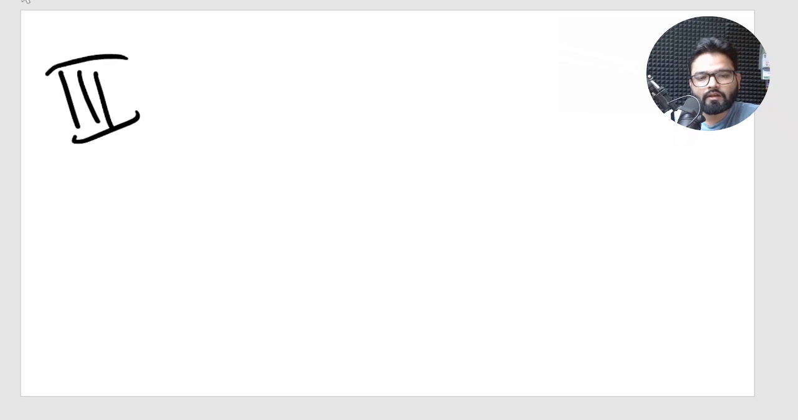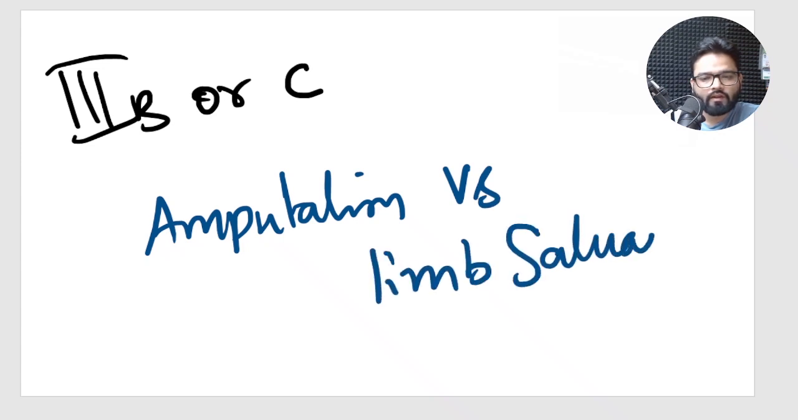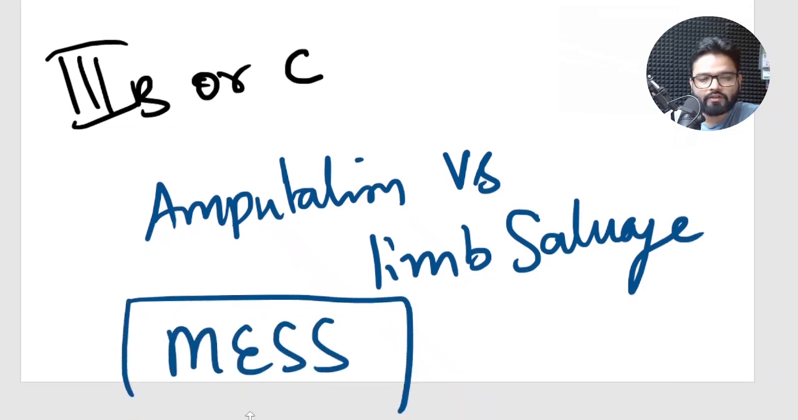In grade 3B or C injuries, the question between amputation versus limb salvage can be solved by calculating the mangled extremity severity score, which can help in determining whether an amputation should be considered in the patient or we should go for a limb salvage surgery. The outcome of the open fractures have a lot of complications.